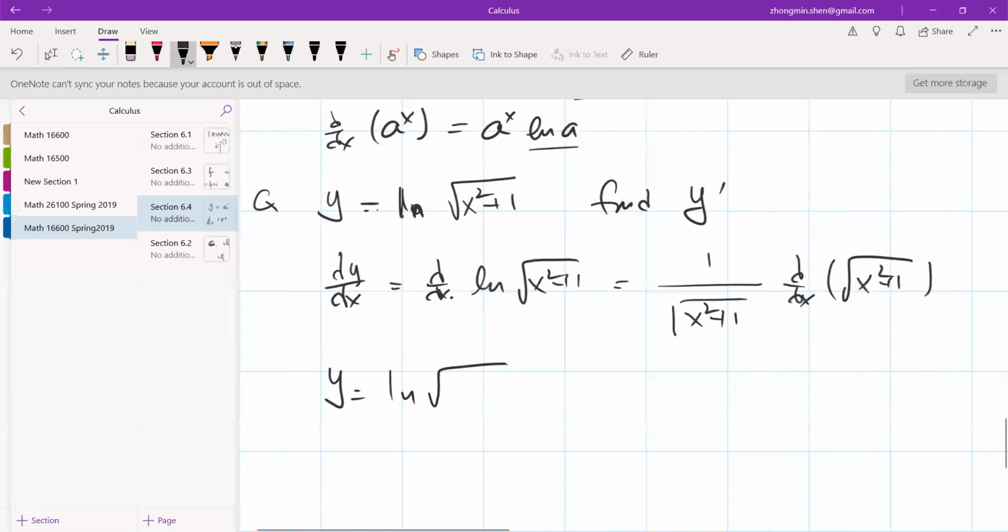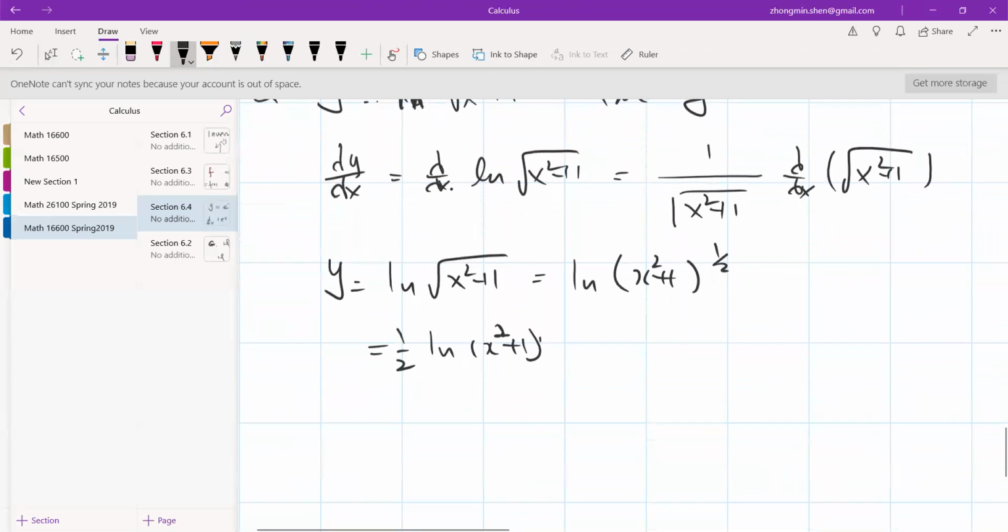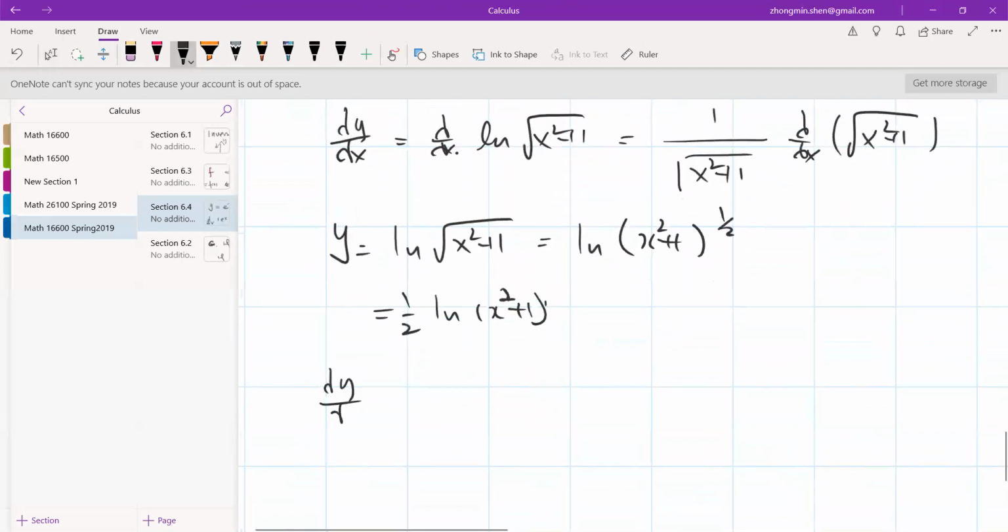When I see this, I can use the formula for log functions. I can change the square root to a power of one half. The derivative of the square root of x squared plus 1 is difficult because it's a radical. If it's just x squared plus 1, it's easy to find the derivative, just 2x. So if I change the function to this form, it will be easier, and I can easily find the derivative.